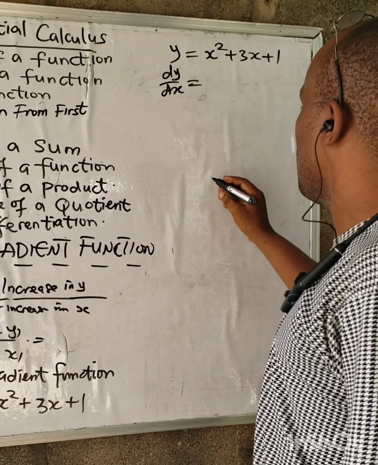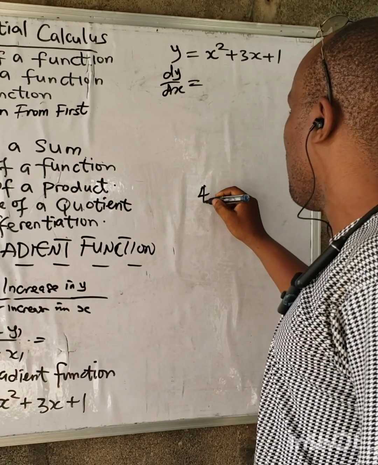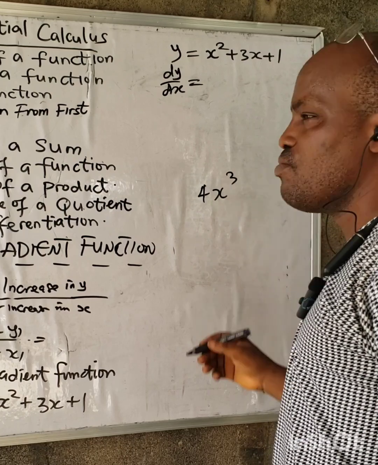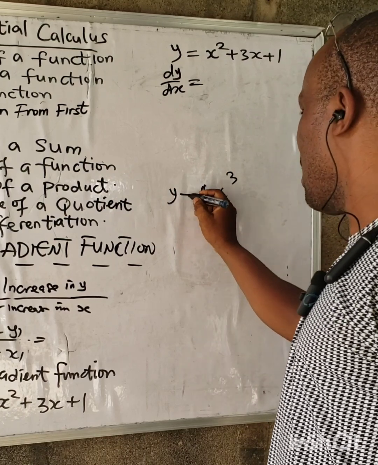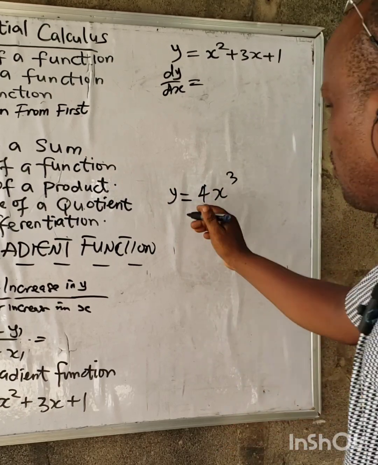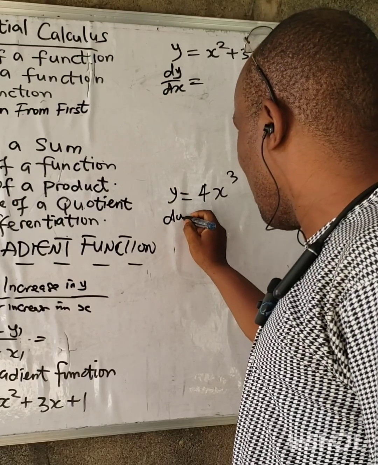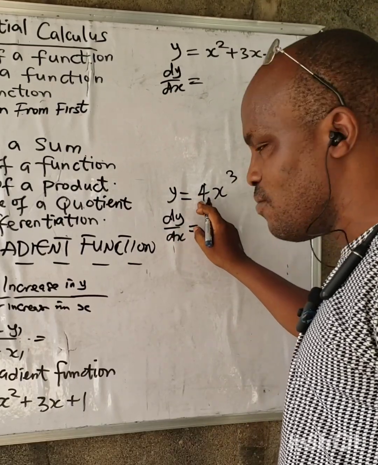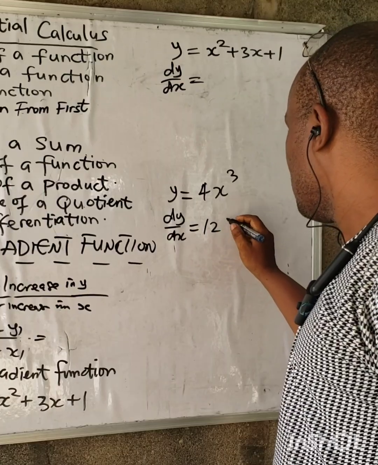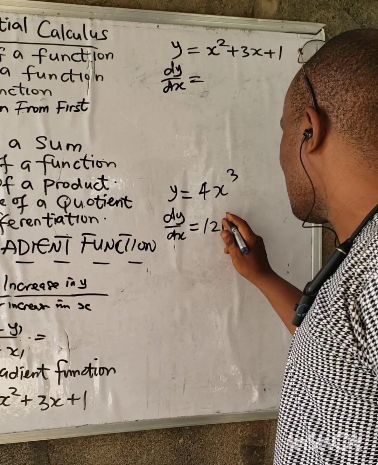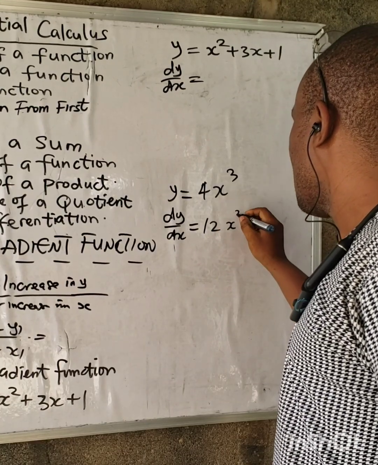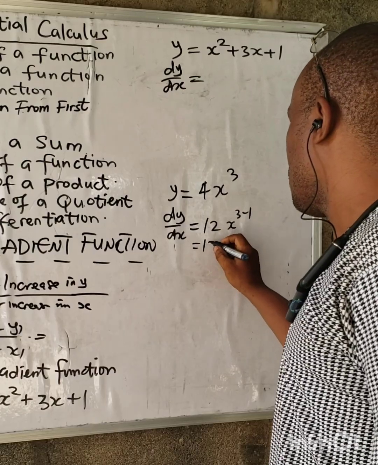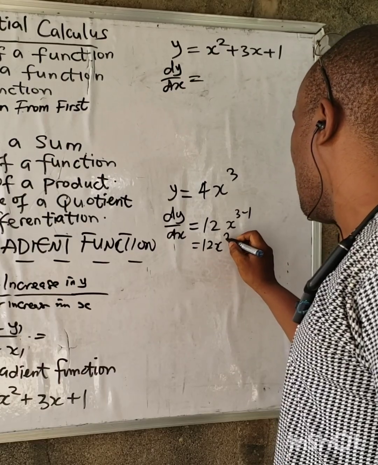What are we going to do when you are given 4s cubed? This is y. The dy/ds will be 3 times 4. That is 12. That will be 12s, 3 minus 1. This is 12s raised to power 2.